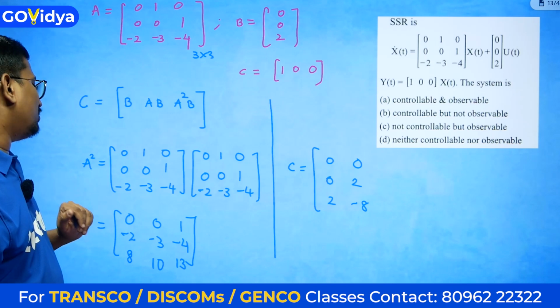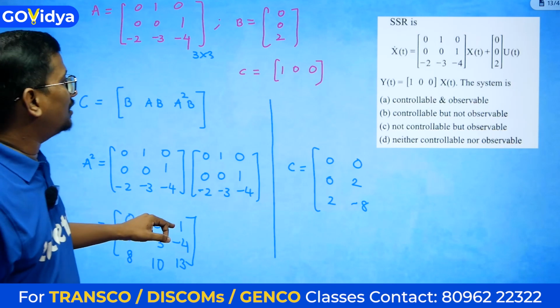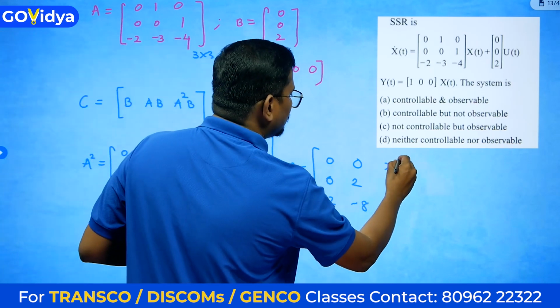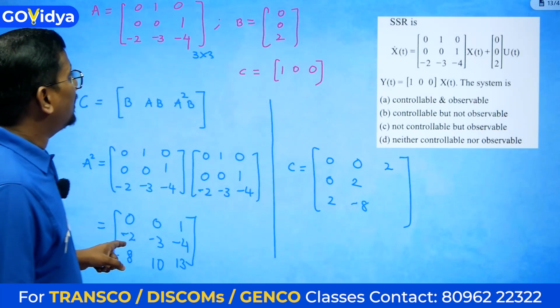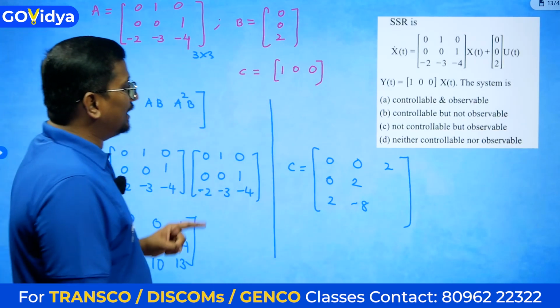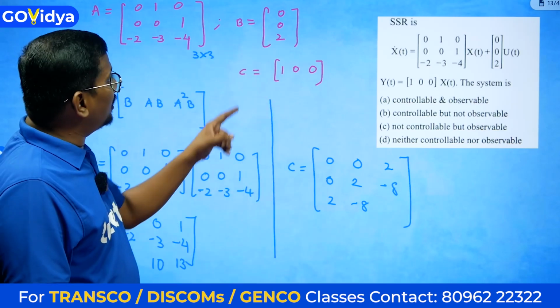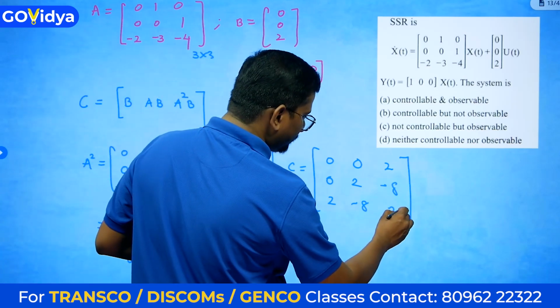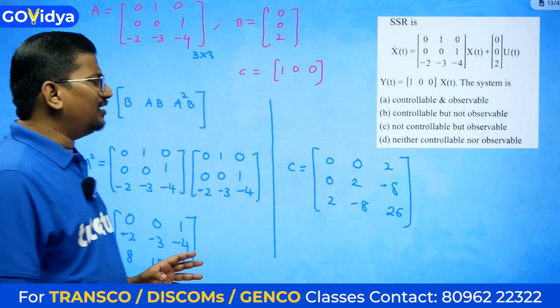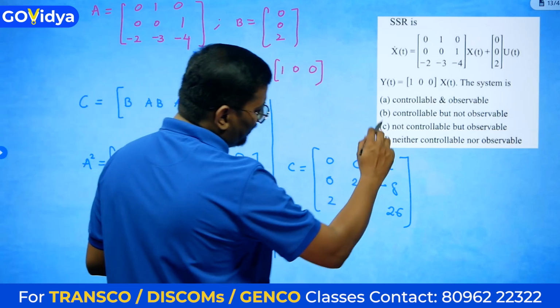So what is A square into B? 0 into 0 into 1. 1 into 2 is 2. Minus 2 into 0, everything is 0. Minus 8. Everything is 0. 13 into 2, 26. So obviously it's determinant, once you check, it is not at all 0.